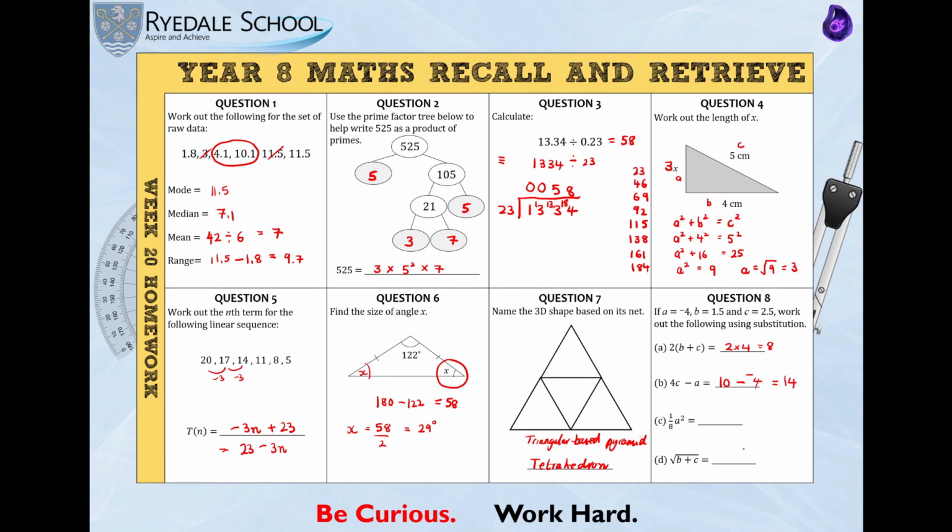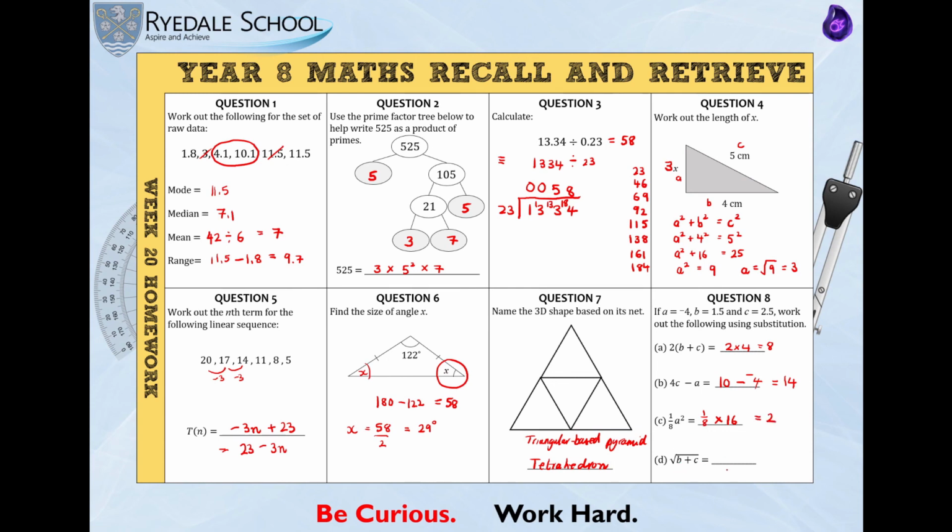So that is 14. Part C is an eighth of A squared. Lots of things to be careful of here because we need to do A squared first and then find an eighth of it by dividing it by 8. Well, what is negative 4 squared? I'll write an eighth first. Negative 4 squared is negative 4 times negative 4. Negative multiplied by negative is positive. So negative 4 squared would be 16. And an eighth of 16 is 2.